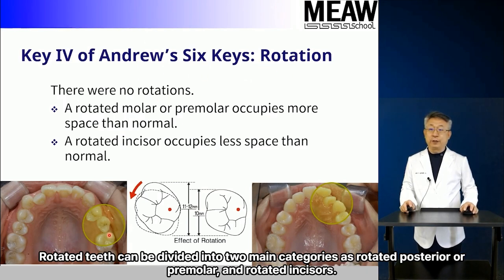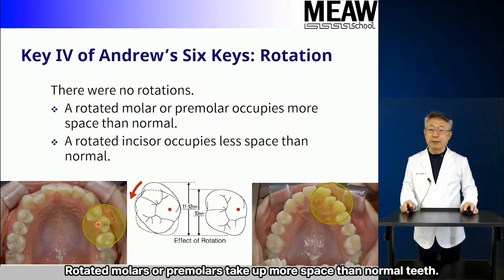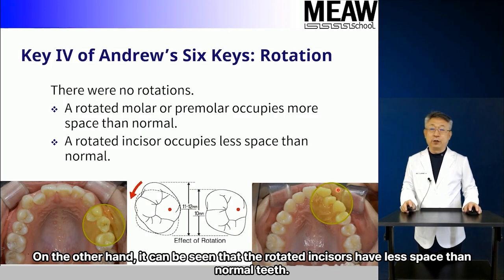Rotated teeth can be divided into 2 main categories as rotated posterior or premolar and rotated incisors. Rotated molars or premolars take up more space than normal teeth. On the other hand, it can be seen that the rotated incisors have less space than normal teeth.